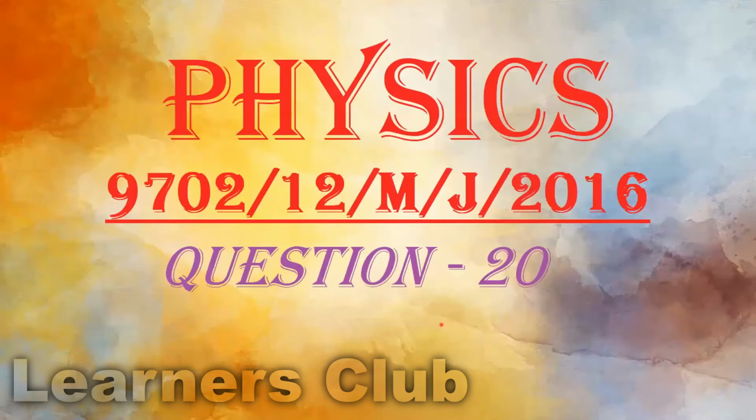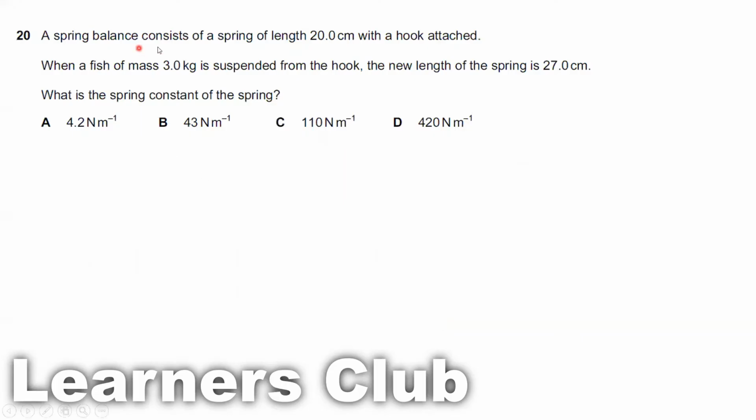Question 20. A spring balance consists of a spring of length 20 centimeters with a hook attached. When a fish of mass 3 kg is suspended from the hook, the new length of the spring is 27 centimeters. So initially the length is 20 centimeters. When you hang a fish of 3 kg, there is an extension of 7 centimeters. What is the spring constant?